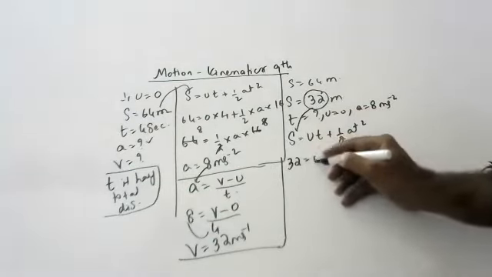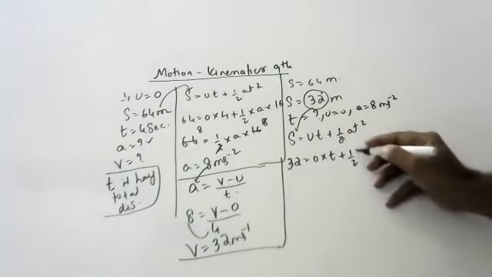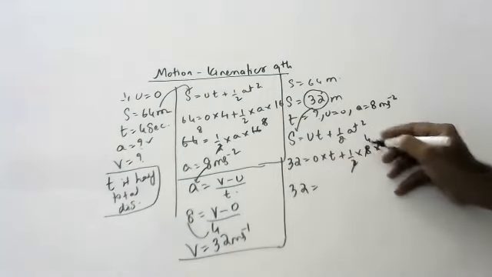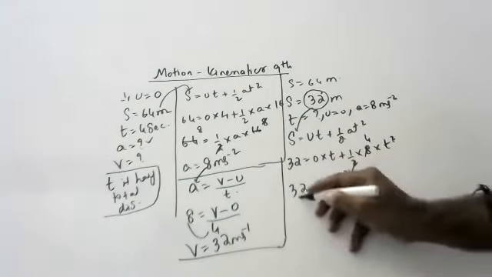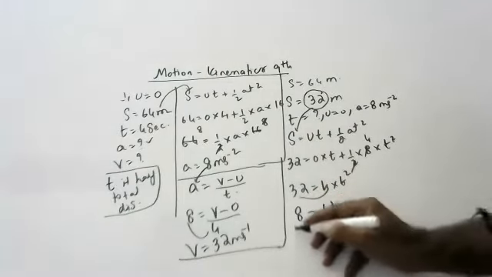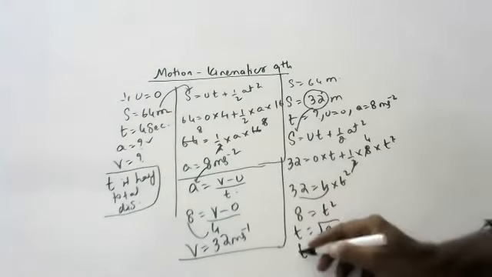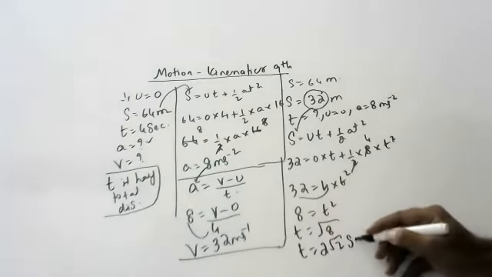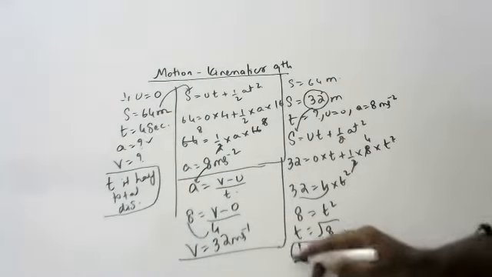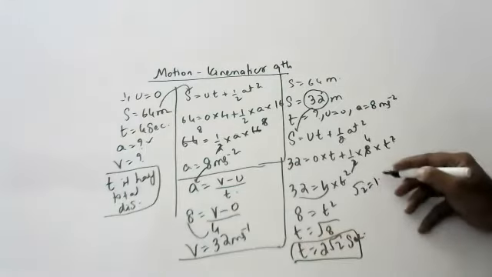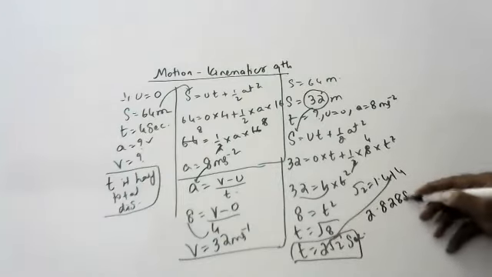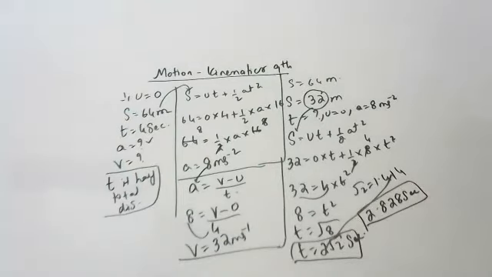So 32 is equal to 0 into t plus half into a into t square. So 32 is equal to 2 4s are 8, that is 4 into t square. 4 will go down, children. 32 by 4 is how much, children? 8. 8 is equal to t square. So t is equal to root 8, children. Root 8 means 2 root 2 seconds. If you want, root 2 is 1.414, and 1.414 into 2 is 2.828 seconds. It will cover half the distance in that time.